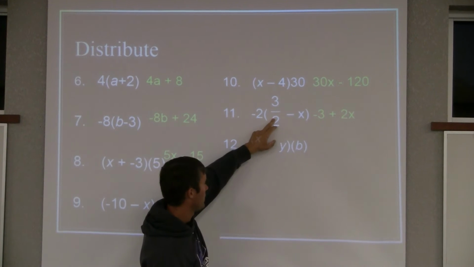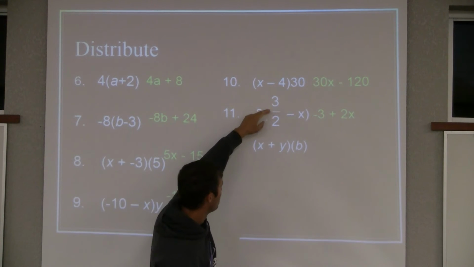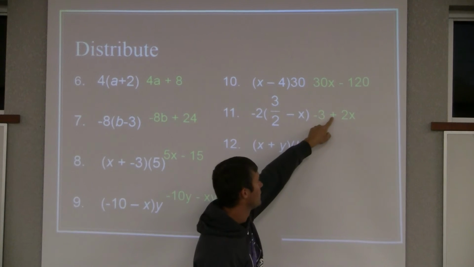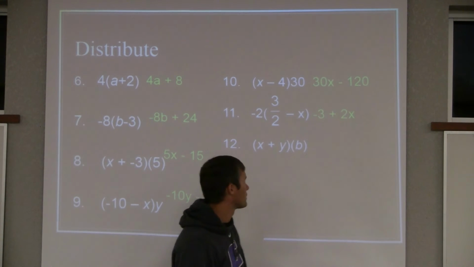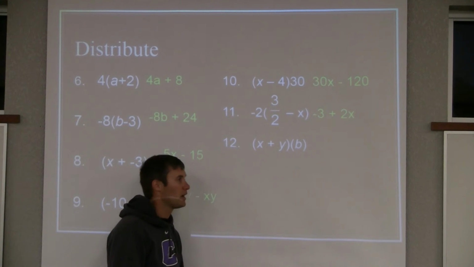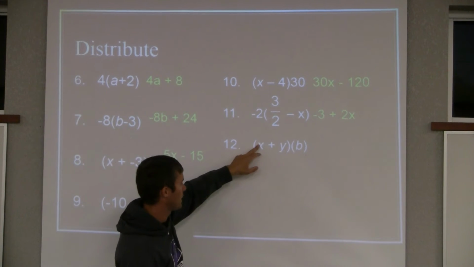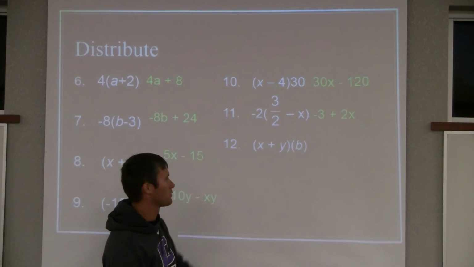So I multiplied by a negative, so it switches the sign. This was positive, now it's negative. This was a negative sign, now it's positive. And last, if you multiply by a variable, we just go b times x, which is bx, b times y, which is by.